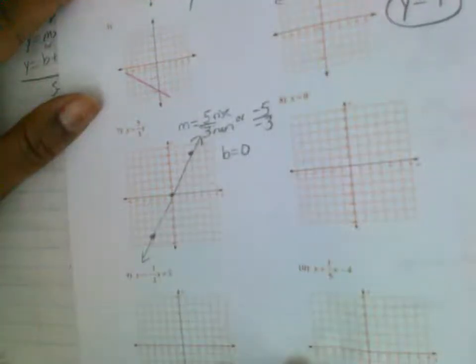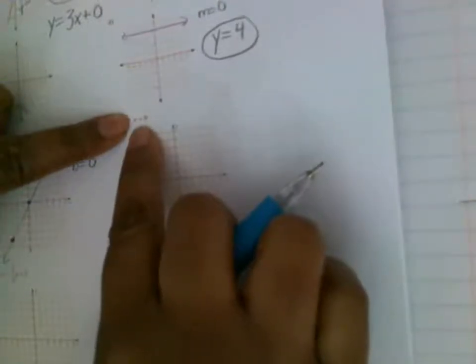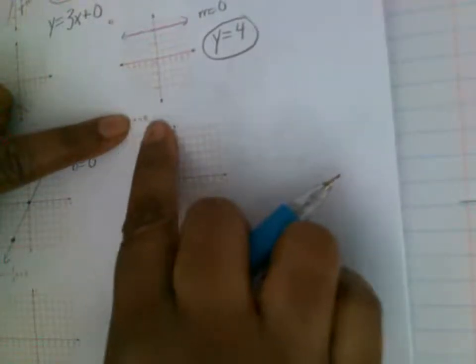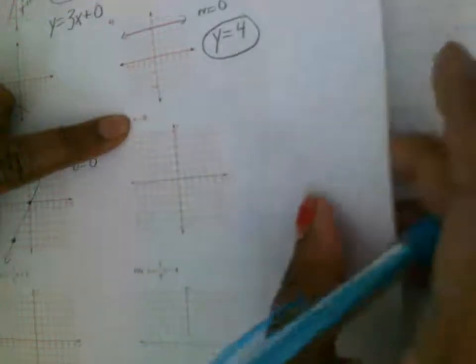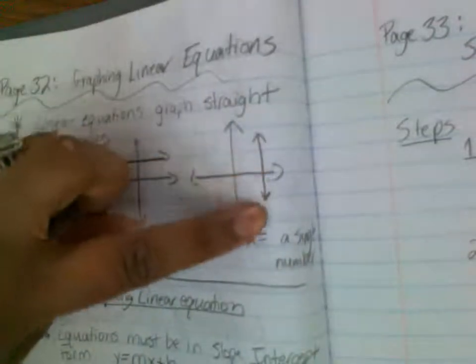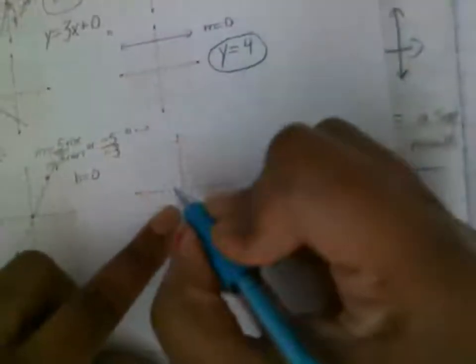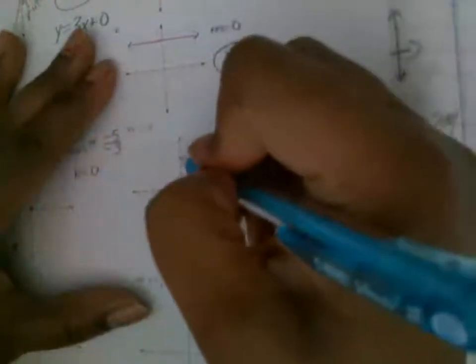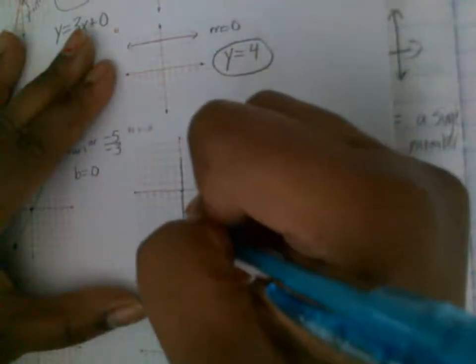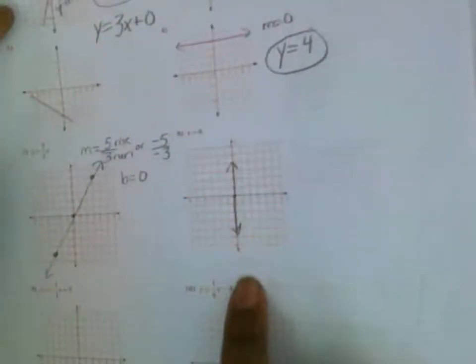Okay. All right. Let's do number 8. Number 8 looks like this. x is equal to 0. So look, it's not written in y equals mx plus b, but remember what I told you yesterday: when you have x equal to a single number, your line is going to go up and down. It's going to go through the x-axis. So 0 on the x-axis is right here. And it's going to go through the x-axis, so this is my line. Okay?